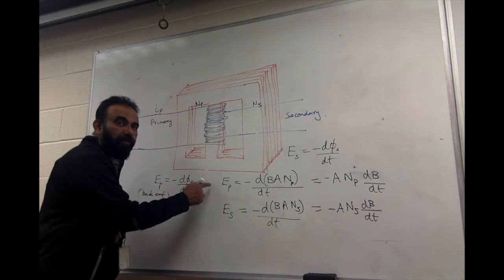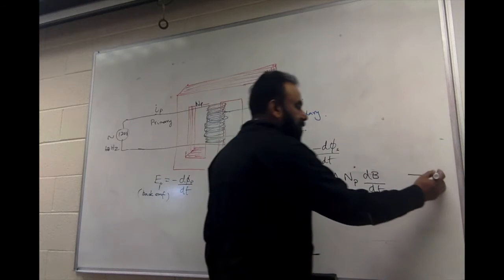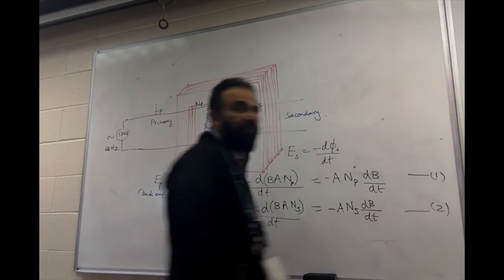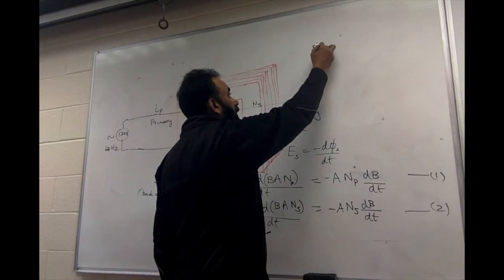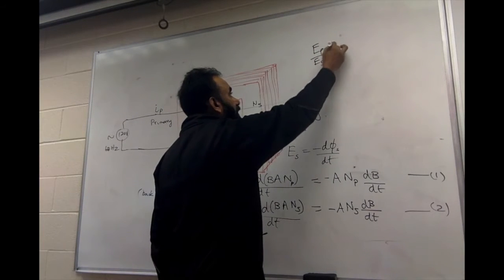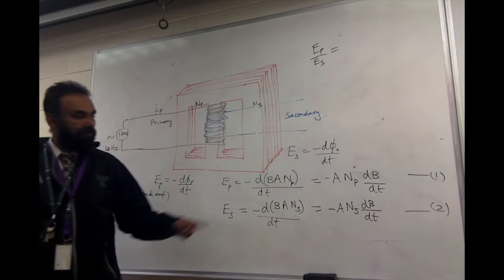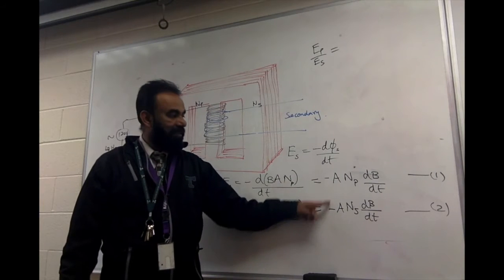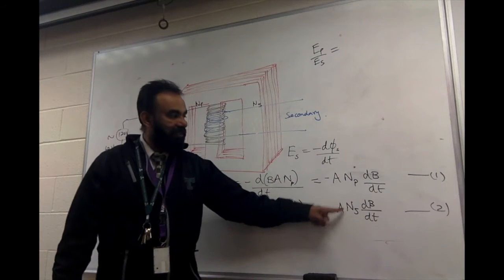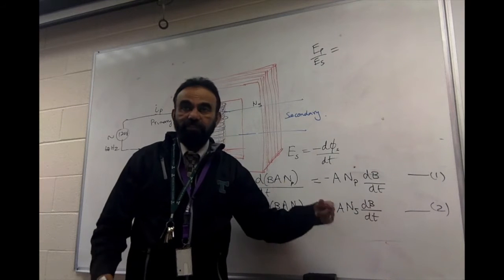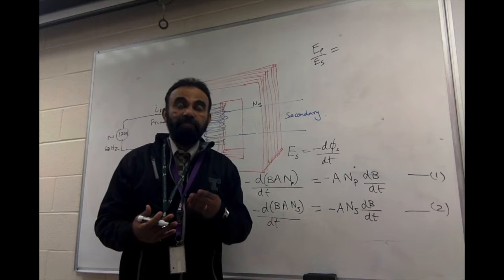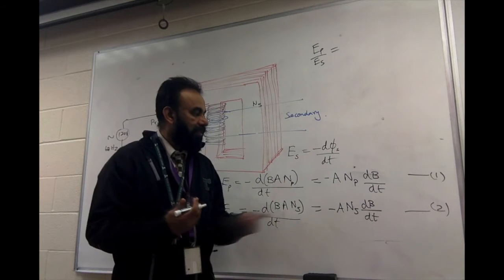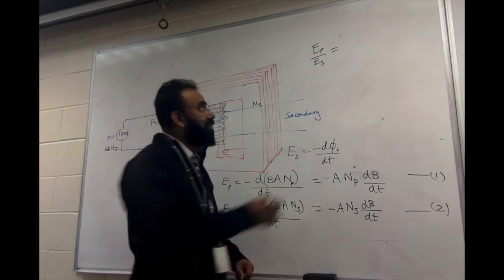Now if I divide both these equations 1 and 2, EP over ES, minus and minus are gone, area gone, dB over dt and dB over dt is gone because they both share the same changing flux. Get it? Same changing field. But since the number of turns are different, they will stay.